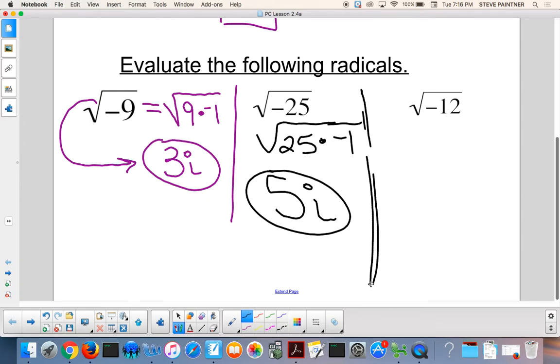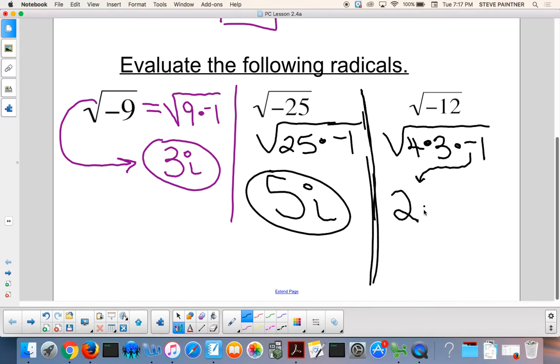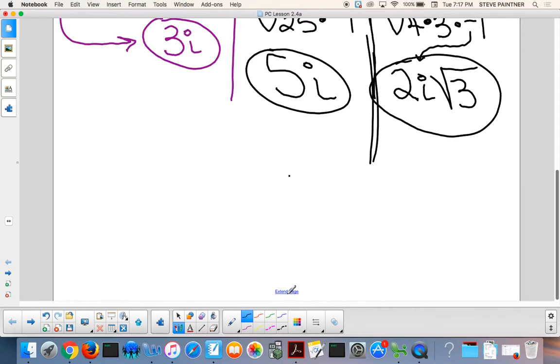Square root of -12. Well, the perfect square that goes into it is 4. Not perfect, 3. 4 times 3 is 12. Of course, it's negative, so we're going to put the -1 in there. And now we just answer the question. What's the square root of 4? 2. What's the square root of -1? i. And the square root of 3? I don't know.